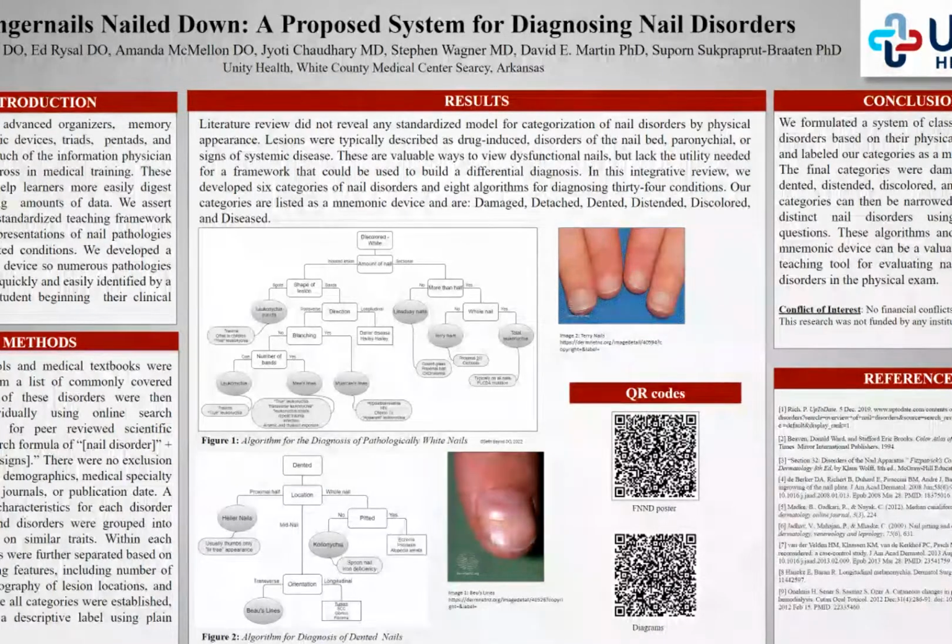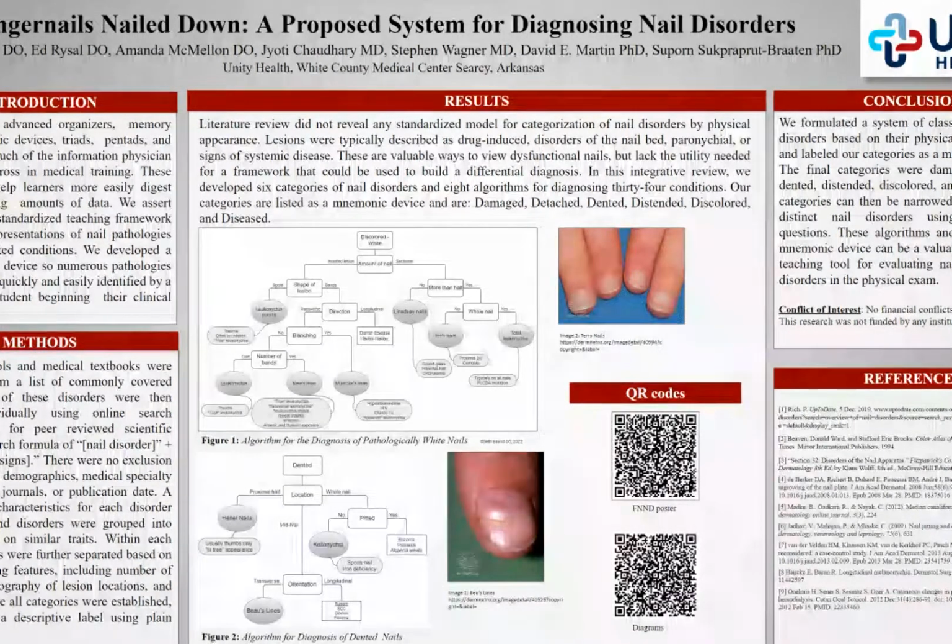This is a transverse dent, so this is Beau's lines, classically associated with an acute disease process where the body diverts its resources to another setting. So this is like major infections, things of that nature, and the nail bed halts growth temporarily. This causes a dent in the nail bed when it begins to regrow.